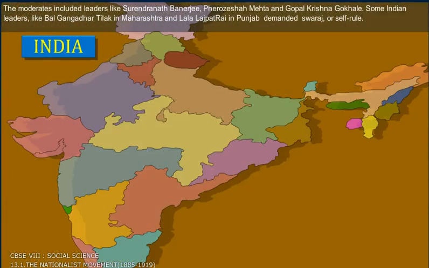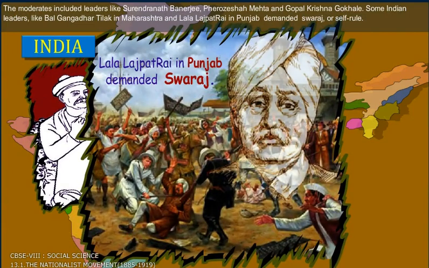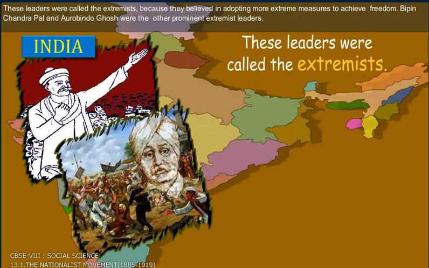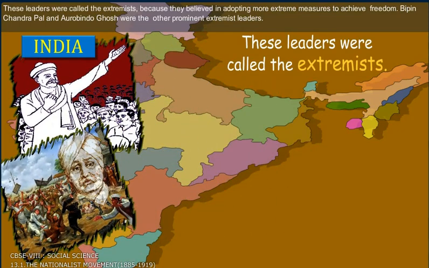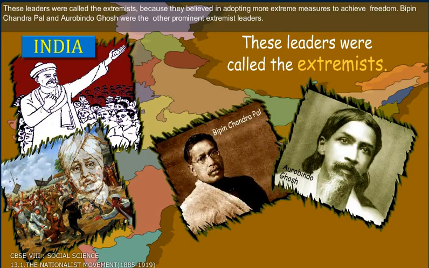Some Indian leaders like Bal Gangadhar Tilak in Maharashtra and Lala Lajpat Rai in Punjab demanded Swaraj and self-rule. These leaders were called the extremists because they believed in adopting more extreme measures to achieve freedom. Bipin Chandra Pal and Aurobindo Ghosh were the other prominent extremist leaders.